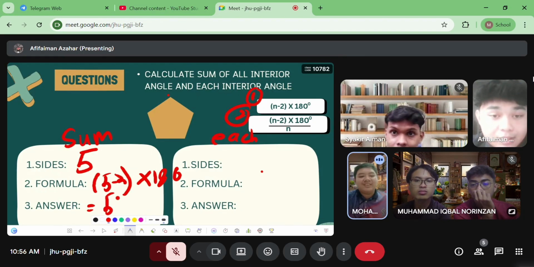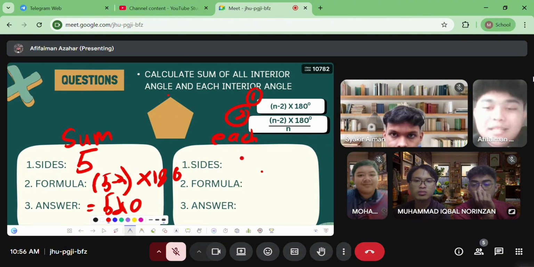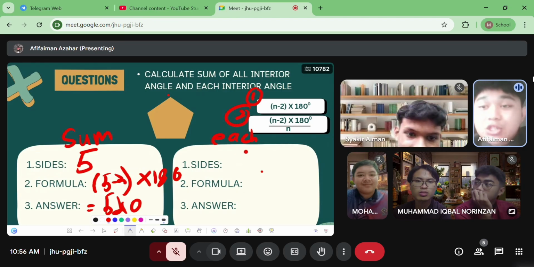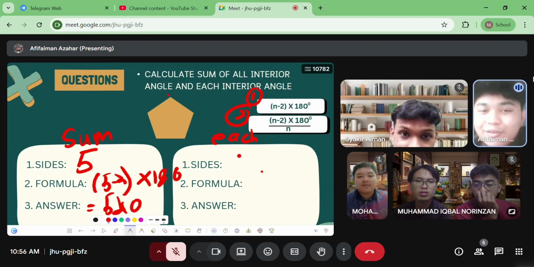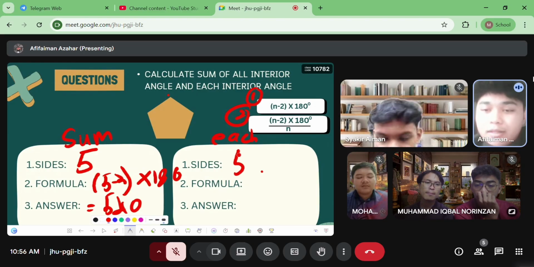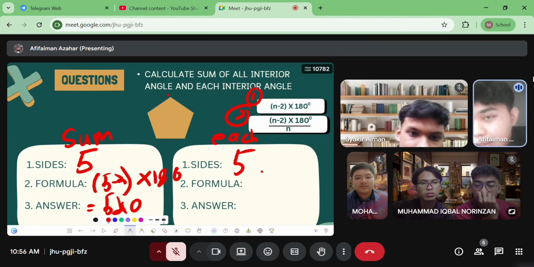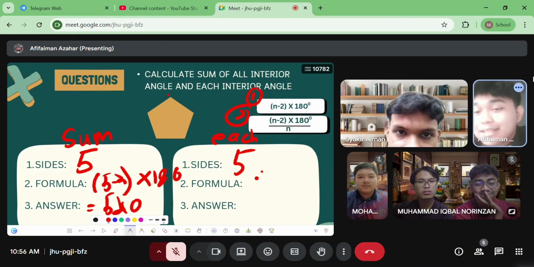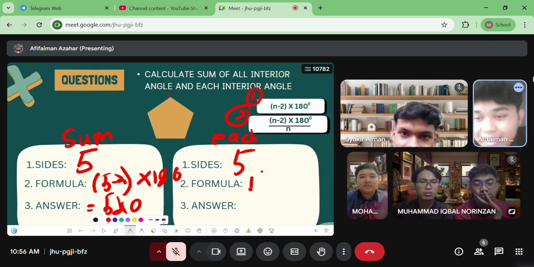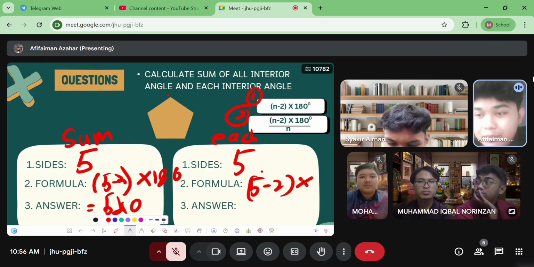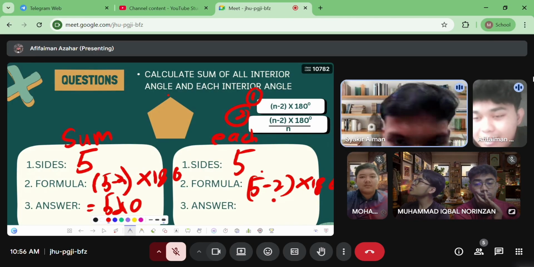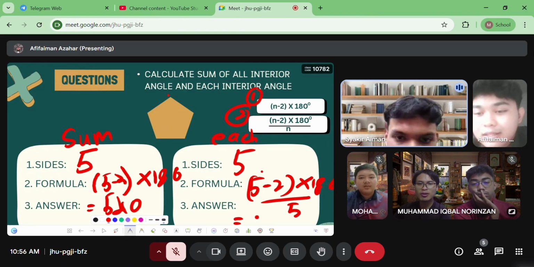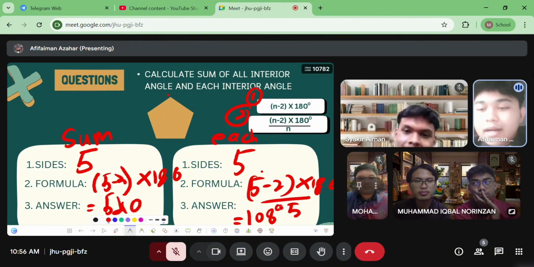540. All right. So Shakir, can you help me with this question to find each interior angle? Yes, sir. So obviously the number of sides is the same, right? So the formula, which one should we use? The first one or the second one? The second one, of course. Why? Because we want to find each interior angle. Yeah, so (n minus 2) times 180, right? Shakir? Yes. Divide by 3 or 5? 5. So the answer is? 108. 108. So correct. Alhamdulillah.